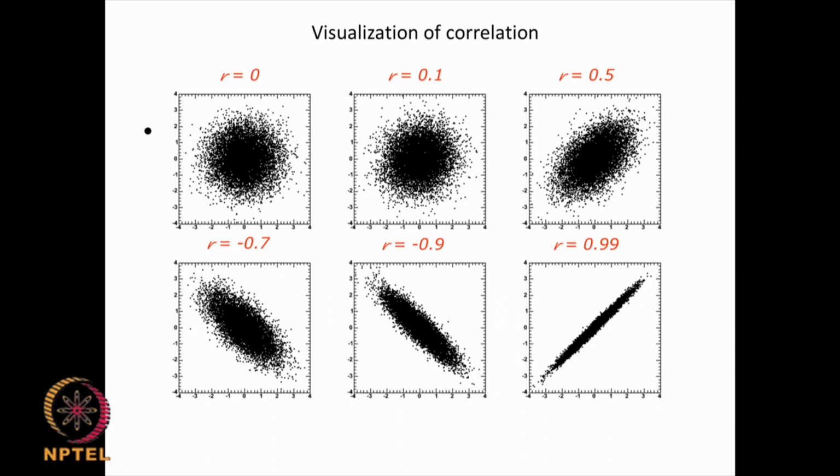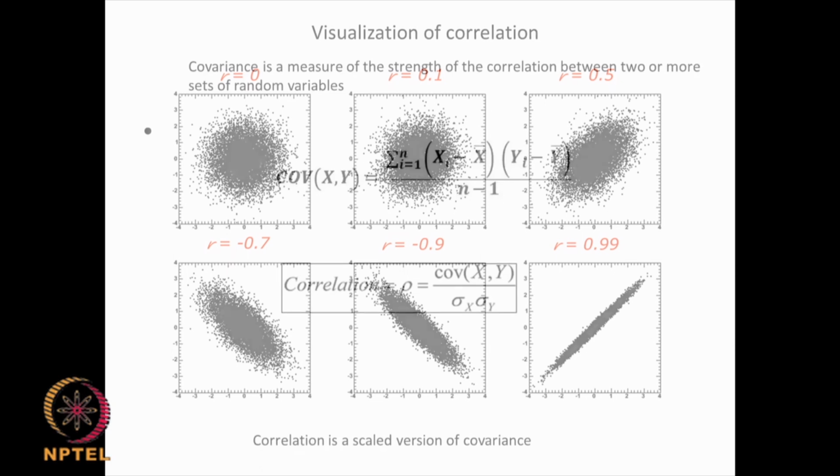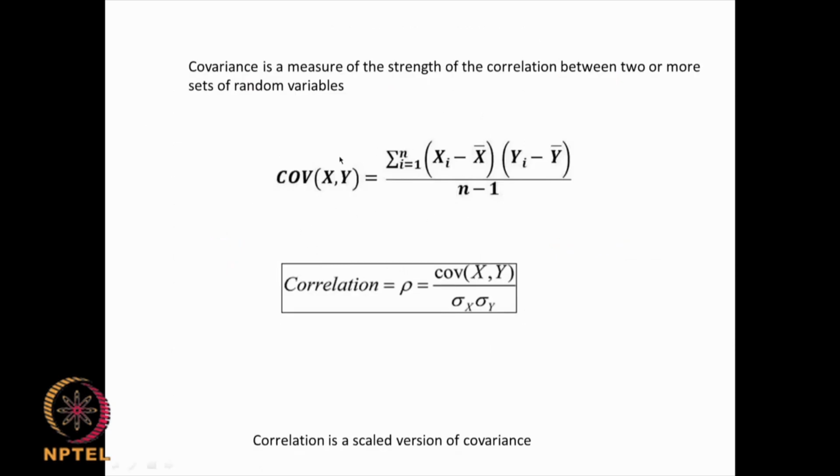And there are certain mathematical relationships, one called the covariance, the other called the correlation coefficient, which mathematically tell you how strong the relation between the x and the y is. The first one is called covariance. It is a measure of the strength of the correlation between two or more sets of random variables. So, if you have x and y, I want to see what the covariance is.